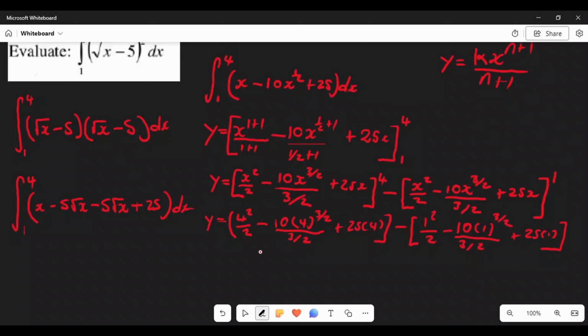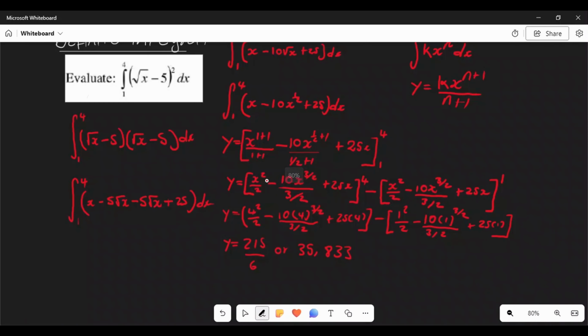Then from here you put this on your calculator. Be very careful when you put this on your calculator, because it's easy for you to get a wrong answer. So let's put this on the calculator and let's see what is going to be our answer. Our answer is going to be 215 divided by 6 if you want to leave it in a fraction, but if you want to leave it in a decimal, it's going to be 35.833. So guys, leave it to 3 decimal points.